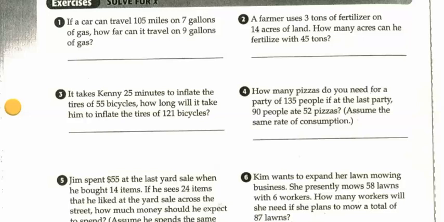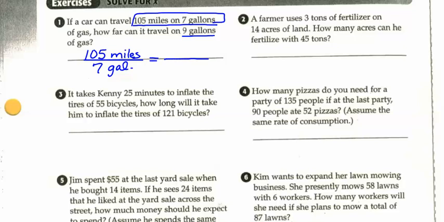In this case, it says if a car can travel 105 miles on 7 gallons of gas, how far can it travel on 9 gallons of gas? So you have the ratio right here that I'm putting in a box, right? So that's 105 miles, and that's for every 7 gallons. Okay, so then we're going to put a proportion, line equals line, two equivalent ratios. And instead of 7 gallons, we want to know the distance. So this is our unknown, okay? That's what we do not know. But we do know we have 9 gallons of gas.